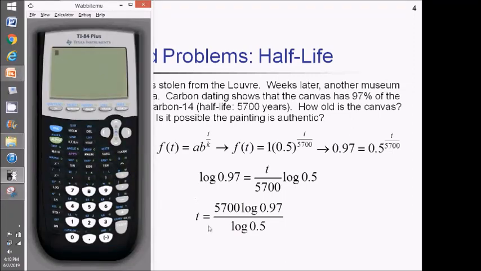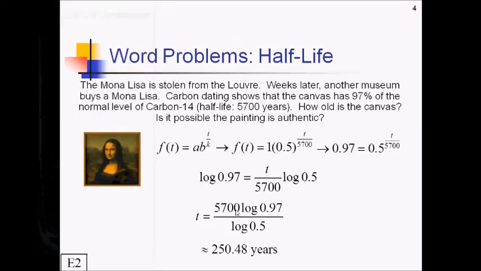Just to keep things sorted out, I'm going to go alpha y equals and n over d to get my fancy fraction form. We've got 5,700 times log of 0.97, all of that divided by log of 0.5, and enter. Rounding that off to 2 decimals, that's about 250.48, or roughly 250 years.